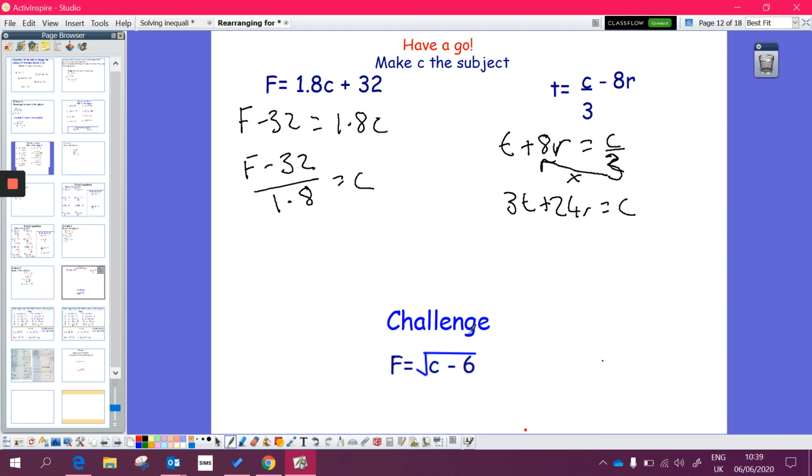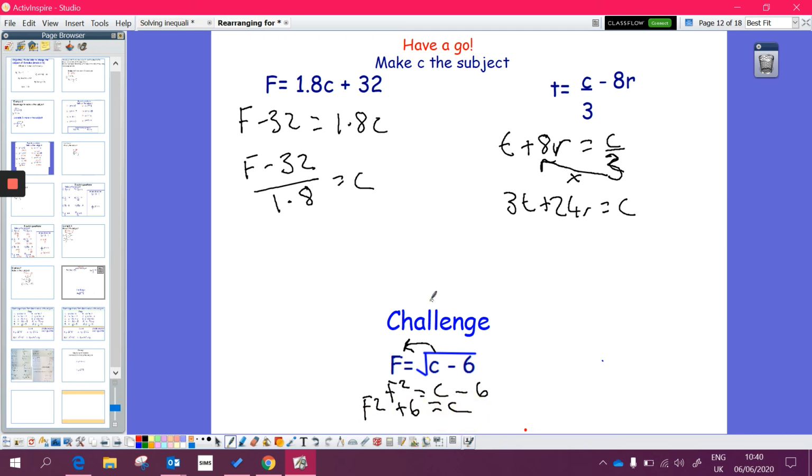Down here was a challenge one because you've got this symbol here, which we haven't looked at yet. So this one, remember, is your square root. It's f equals the square root of c minus 6. That's the first thing we need to get rid of. Remember, the opposite of square rooting is squaring. So it actually becomes f squared equals c minus 6. When you get it here, it should be easy enough, because the 6 goes over there and you get f squared plus 6 equals your c.